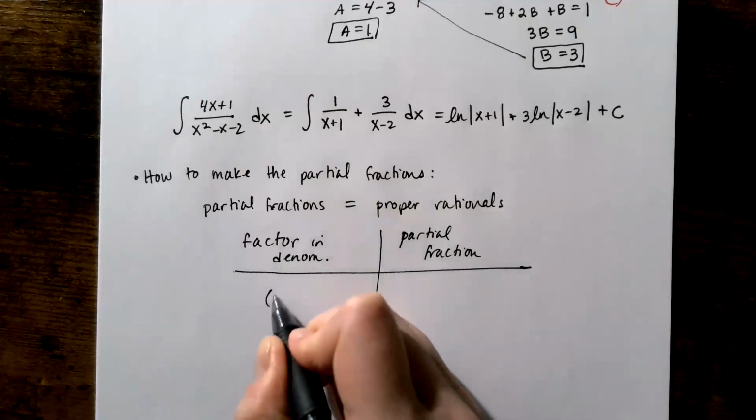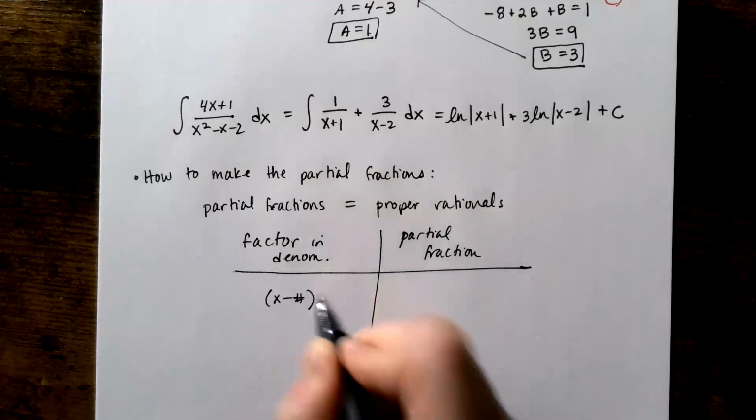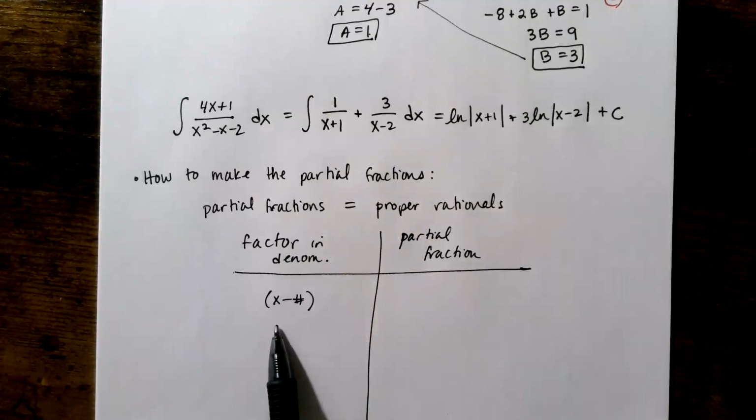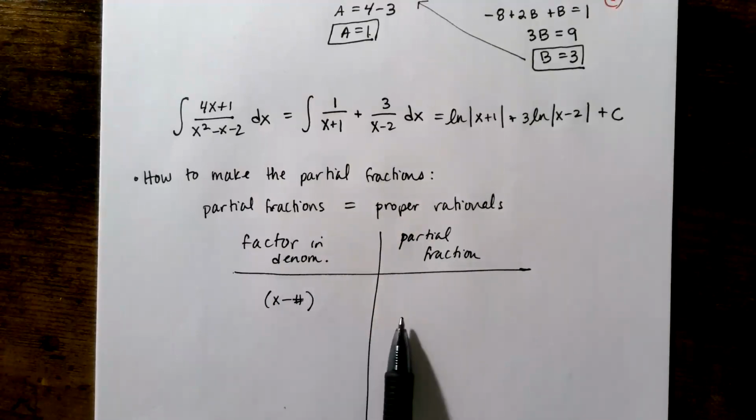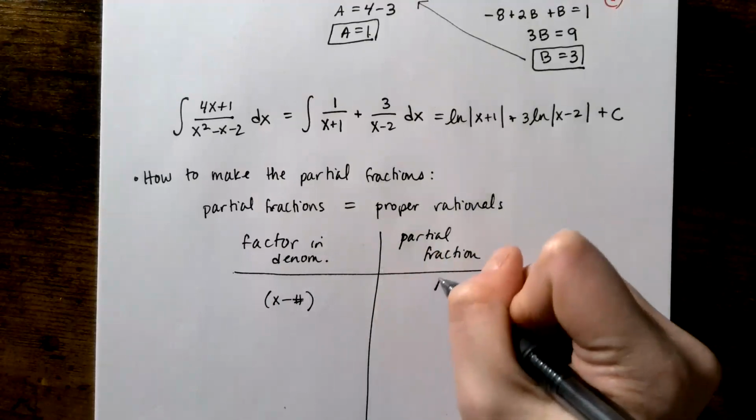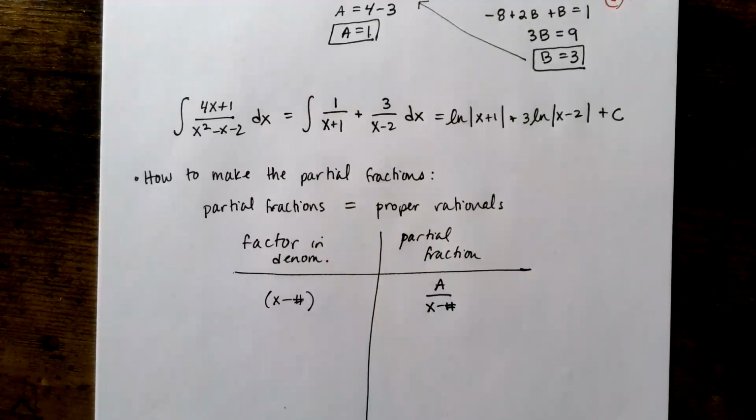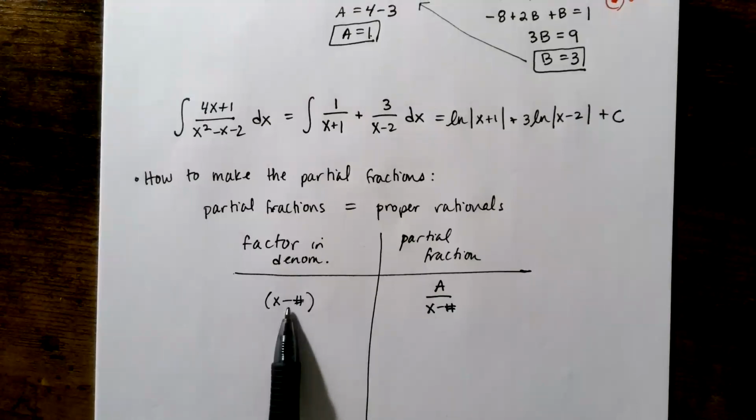So if you have just x minus some number in the factored form of your polynomial, this is what we had in our last example, right? The x plus 1, the x minus 2. Then the only thing that could be its numerator is just a number. So what we did in that first example is what we would do for any non-repeated linear factor.